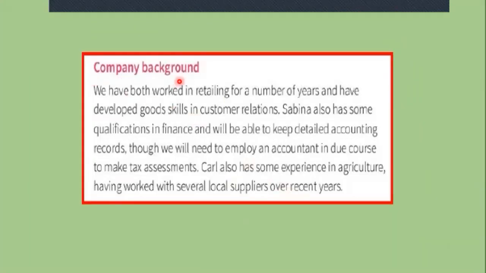Right, the company background. We have both worked in retailing for a number of years and have developed good skills in customer relations. Sabina also has some qualifications in finance and will be able to keep detailed accounting records, though we will need to employ an accountant in due course to make tax assessments. Carl also has some experience in agriculture, having worked with several local suppliers over recent years.